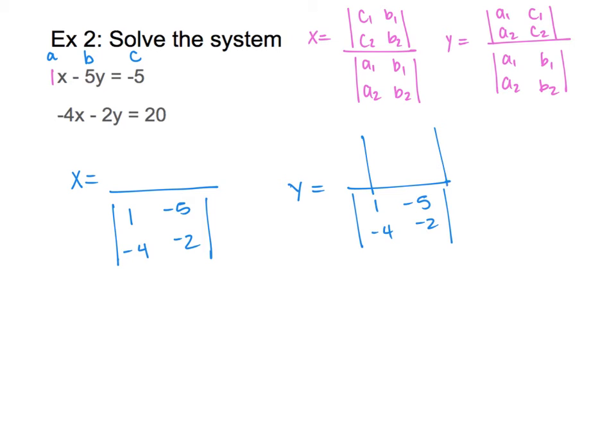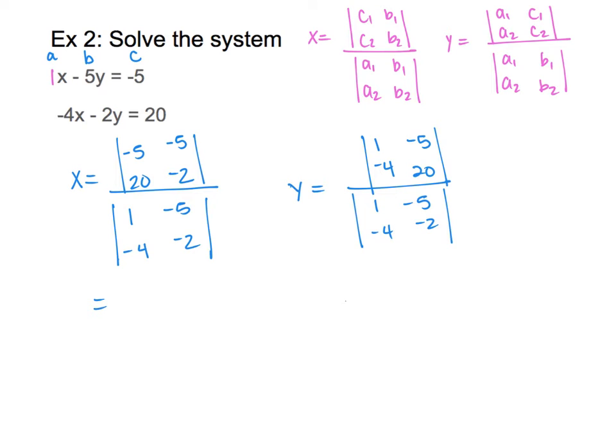And now I'm going to work on the top. So the top, the x's, the b values are the same. So I'm literally just going to take my b values and stick them up here. So that's going to be -5 and -2. And then c goes on the left-hand side. So that's going to be -5 and 20. And then for y's, my a's line up. So this is going to be 1 and -4. And c will go on this side here. So that's going to be negative 5 and 20.